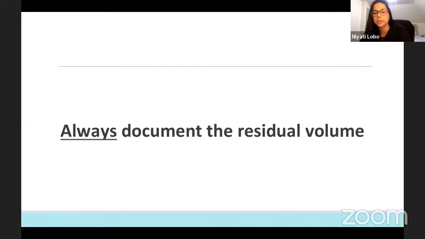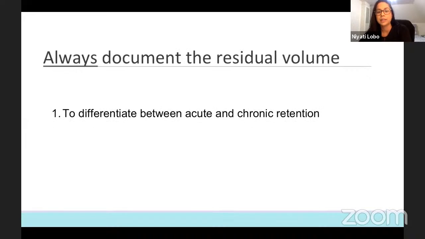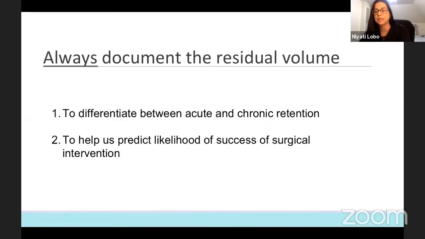Okay, so always document the residual volume. When you put a catheter in, always look at how much urine is drained and document that volume. Why? Firstly, because it helps us work out whether the patient has acute or chronic retention. And it also helps us work out how we manage the patient.